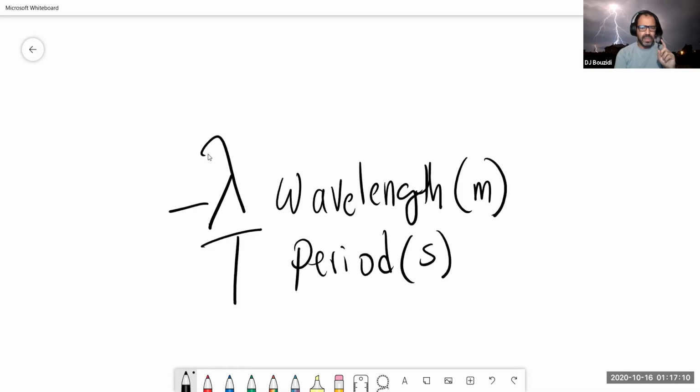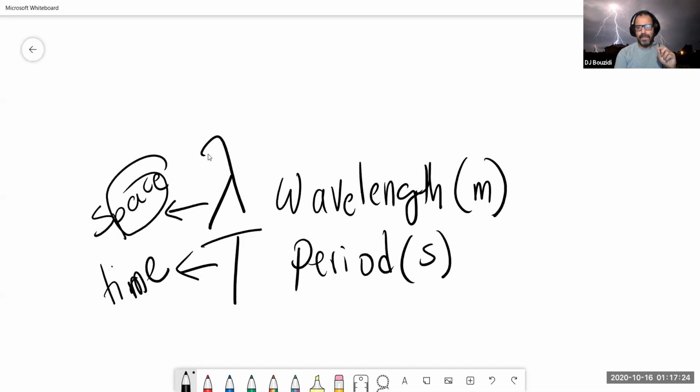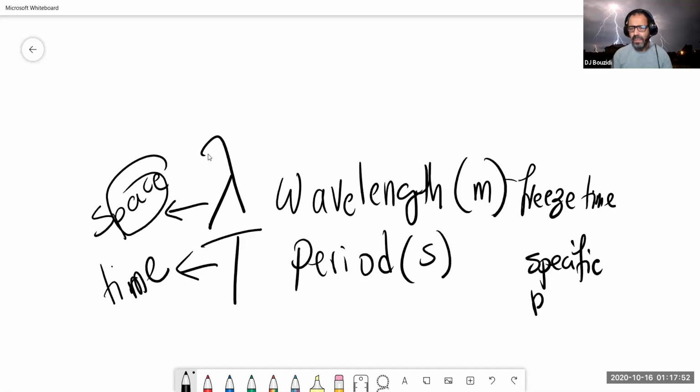This one is a spatial behavior, whereas this one is a temporal behavior, time. For this one, you need a camera. You need to freeze the wave with a camera, okay? Freeze time, if you like. For this one, you need to be on a specific point, like a boat sitting on the ocean, okay? So this is on a specific point in space. And then you have the clock changing, okay? So you don't freeze time for this one.